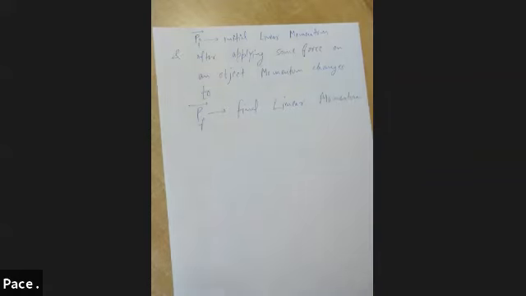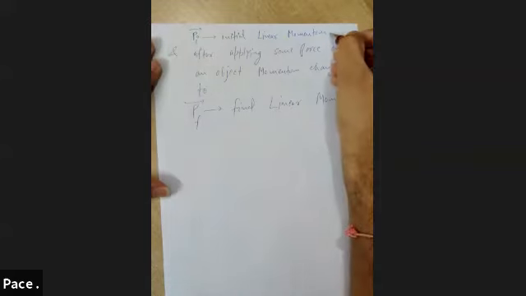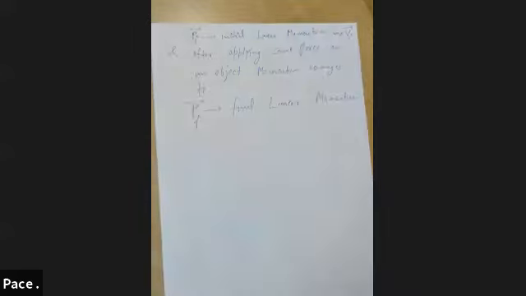Understand this properly. What is Pi? Pi was the initial linear momentum of the particle. There was some particle moving with some velocity, and there was no force initially. So this was the product of mass and initial velocity of that particle. Now after applying some force on an object, this momentum will definitely change.